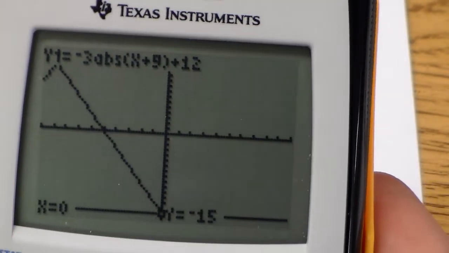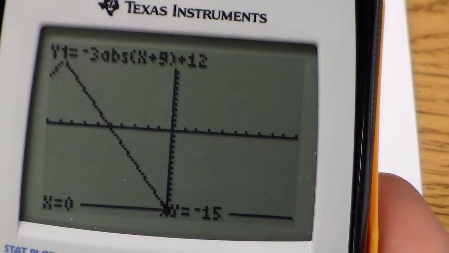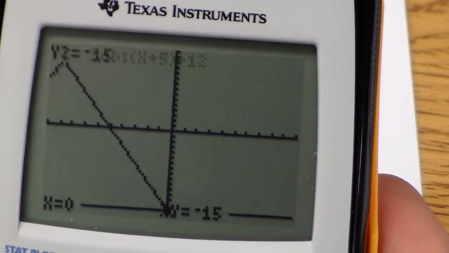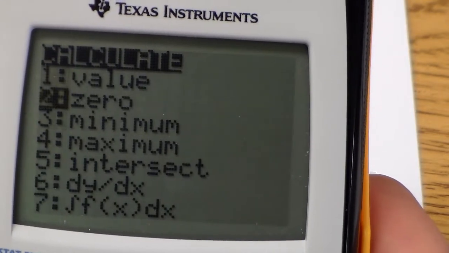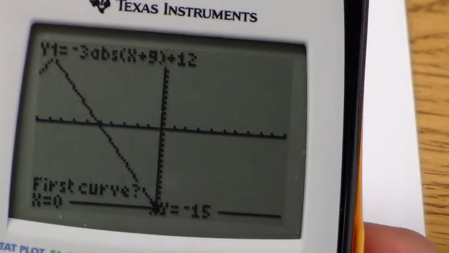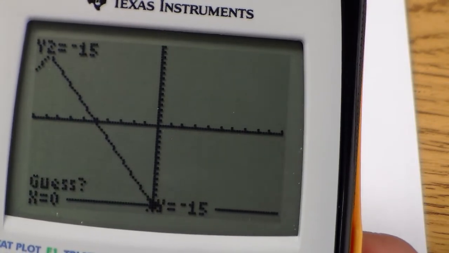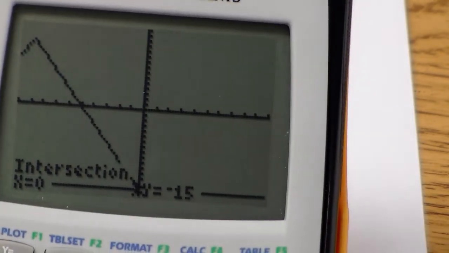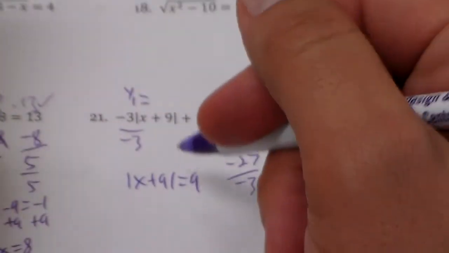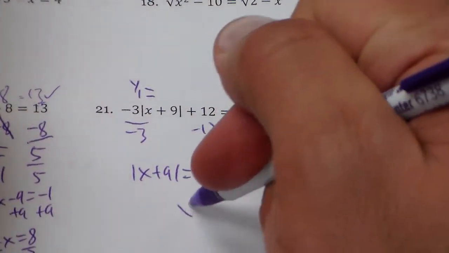Ooh, if I push the up arrow, you'll see that 0, negative 15 stays there the whole time. If you also want to use the second calc intersection function, we can also do intersection, first graph, second curve, and guess. And it says 0 and then y equals negative 15. So that means that one of our solutions is that x equals 0.